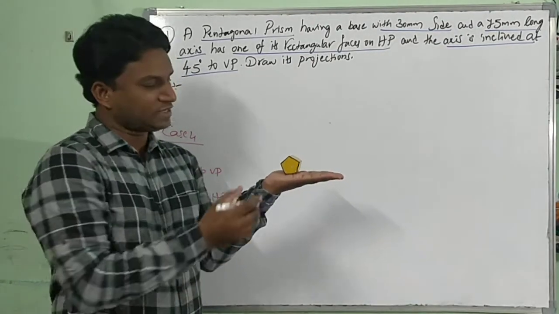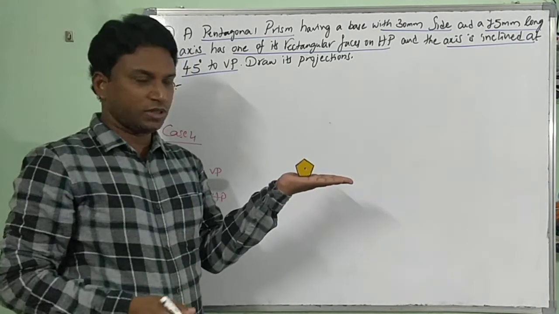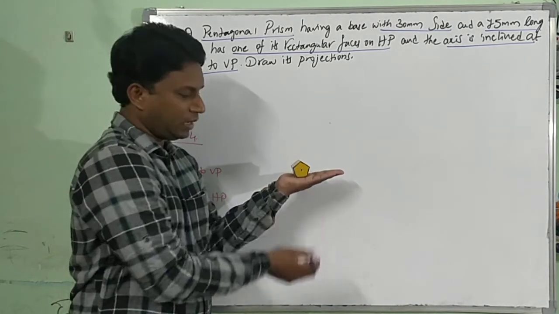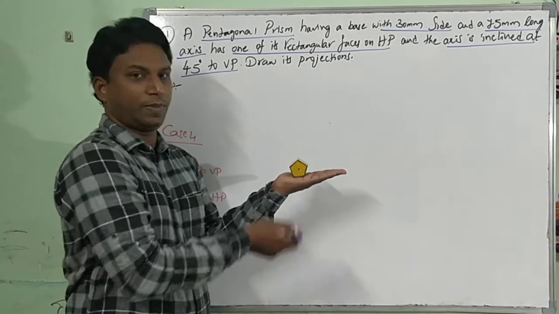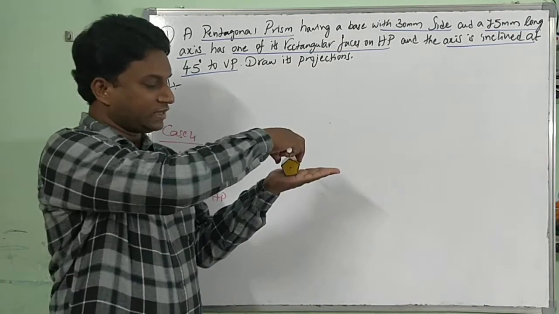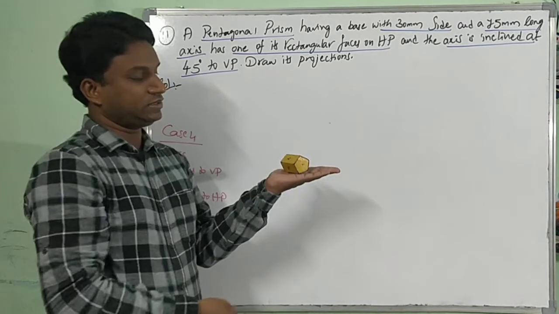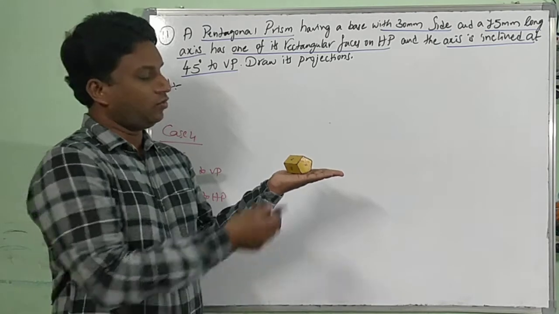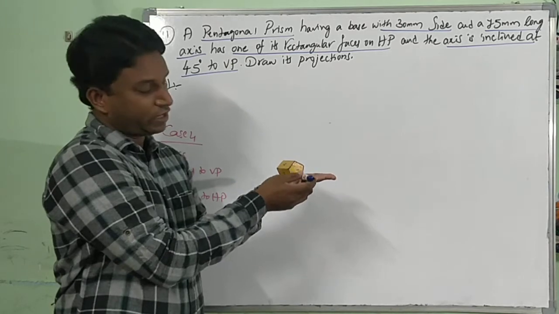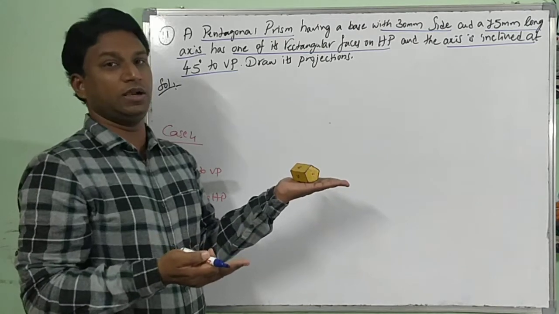Now in this position, what is the axis? Axis is imaginary, from this center to this center. When you are looking at this position, axis is like this, nothing but perpendicular to VP, parallel to HP. Perpendicular to VP and parallel to HP. Now he is telling axis is inclined at 45 degrees to VP. Axis 45 degrees to VP means from 90 degrees, it has to be rotated to 45 degrees like this. As the rectangular face is on HP, the axis line will be parallel to HP. It's an inline condition, parallel to HP.